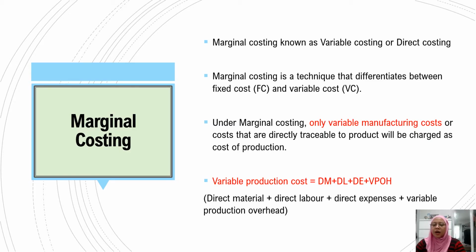So basically, marginal costing. Marginal costing is known as variable costing or direct costing. Okay? Marginal costing is a technique that differentiates between fixed costs and variable costs. Under marginal costing, only variable manufacturing costs or costs that are directly traceable to the product will be charged as cost of production.